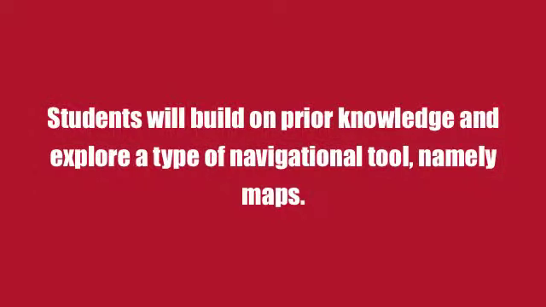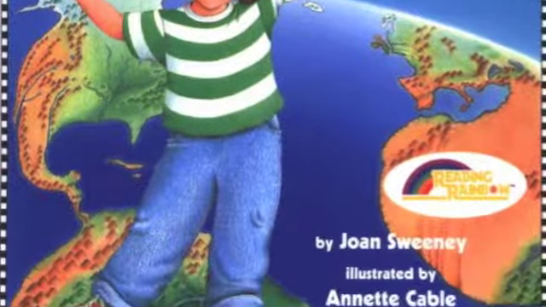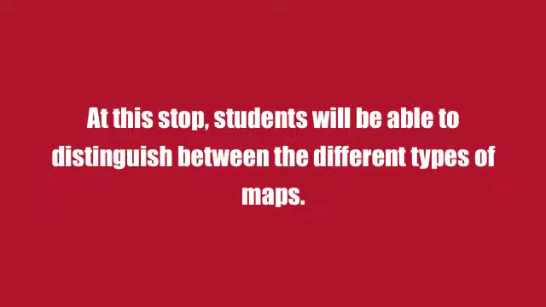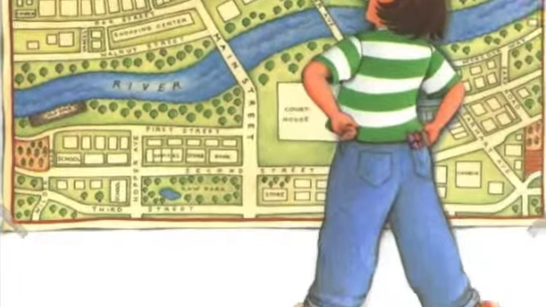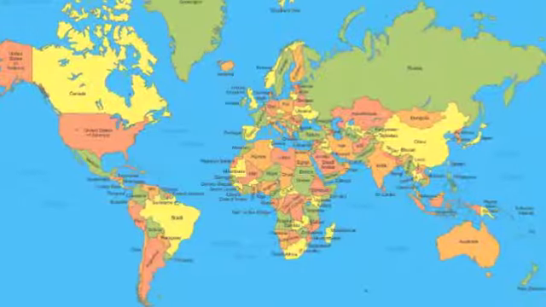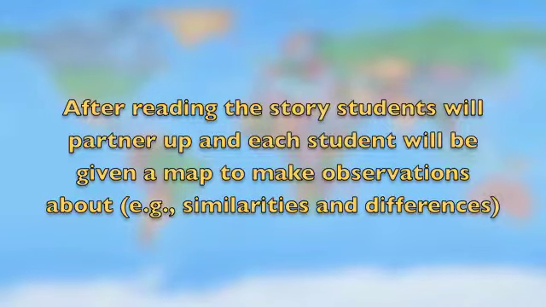Stop 2. Students will build on the prior knowledge and explore a type of navigational tool, namely maps. The teacher will read a short book, Me on the Map by Joan Sweeney, illustrated by Annette Cable. At this stop, students will be able to distinguish between the different types of maps. For example, blueprint map of one's house, a neighborhood map, country map, world maps, and road maps. After reading the story, the students will partner up and each partner group will be given a map to make observations about, noting the similarities and the differences.